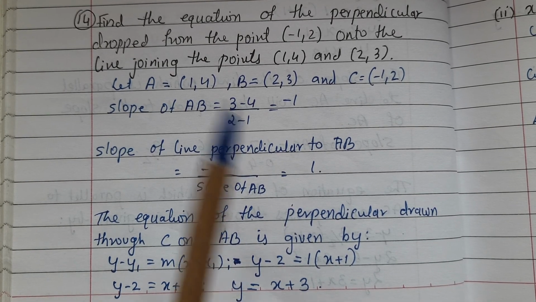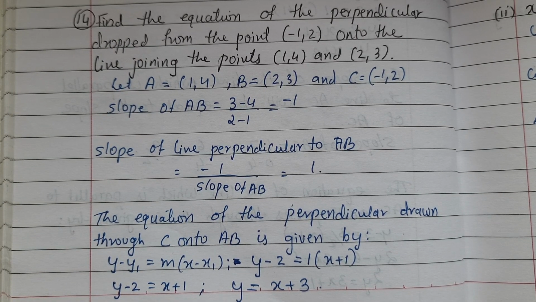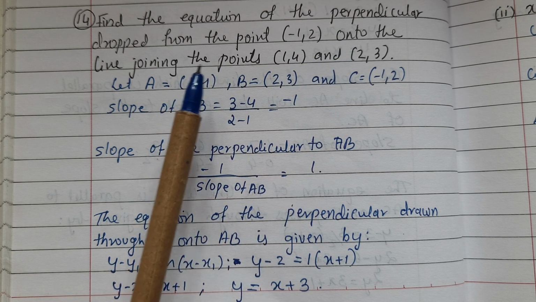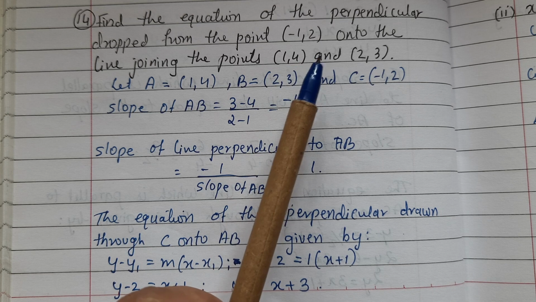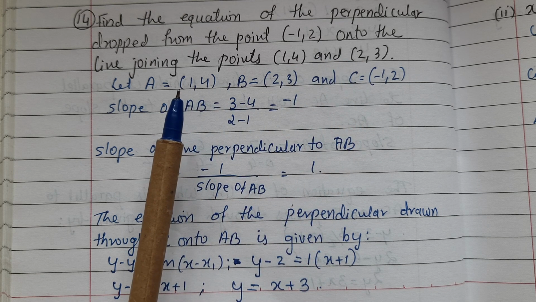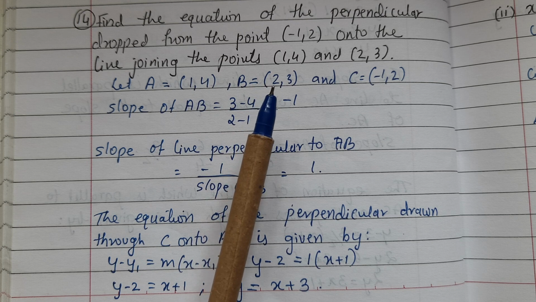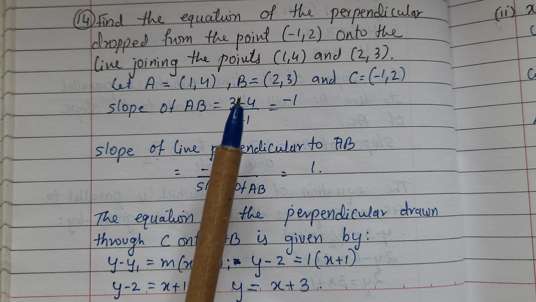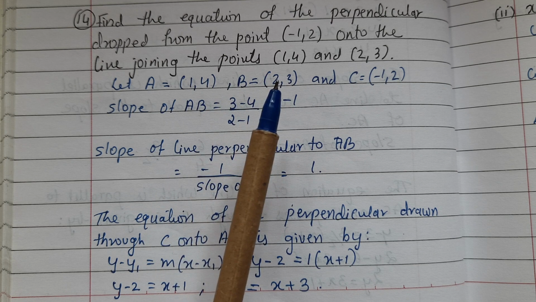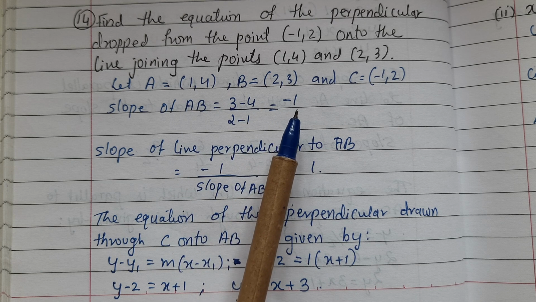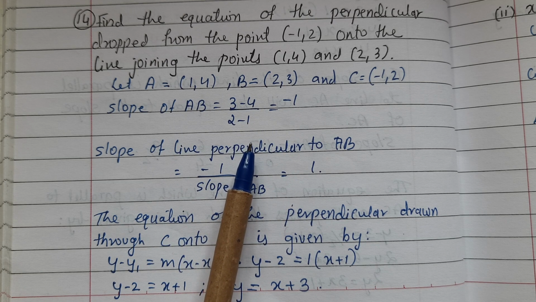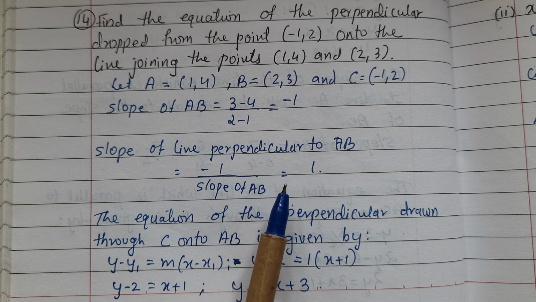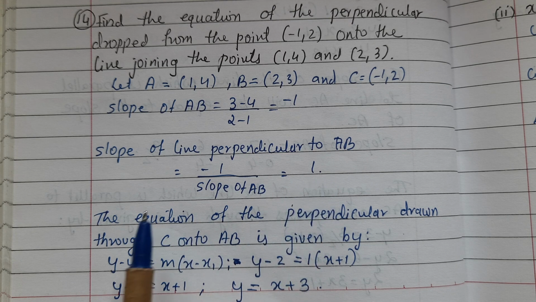Sum number 14. Find the equation of the perpendicular drop from the point (minus 1, 2) onto the line joining the points (1, 4) and (2, 3). Let A equal (1, 4), B equal (2, 3) and C equal (minus 1, 2). Slope of AB equals (3 minus 4) upon (2 minus 1), equals minus 1. Slope of the line perpendicular to AB equals minus 1 upon slope of AB, equals minus 1 upon minus 1, equals 1.